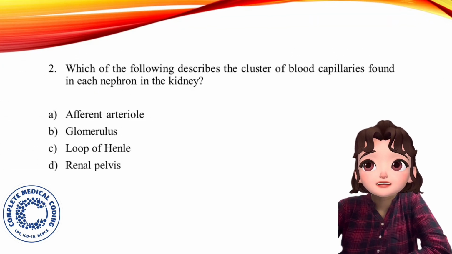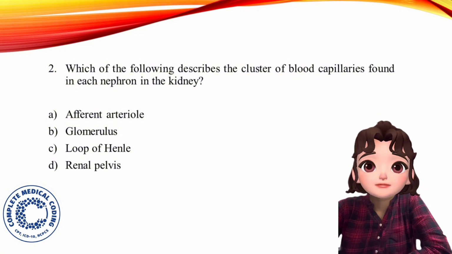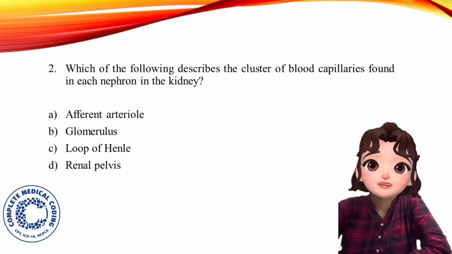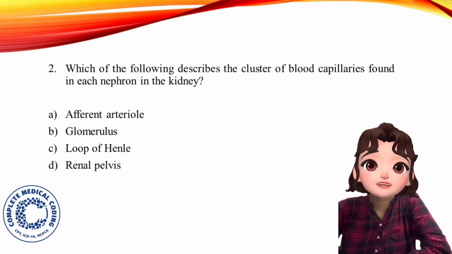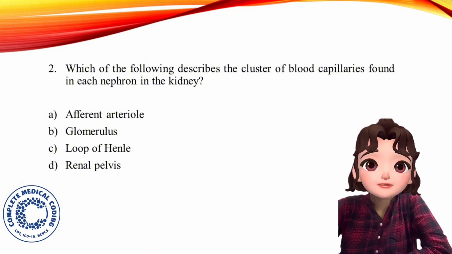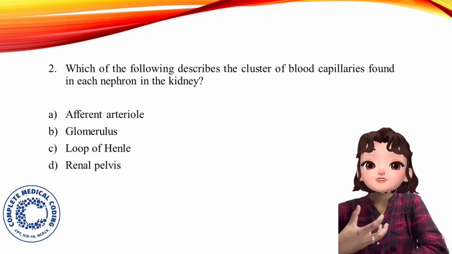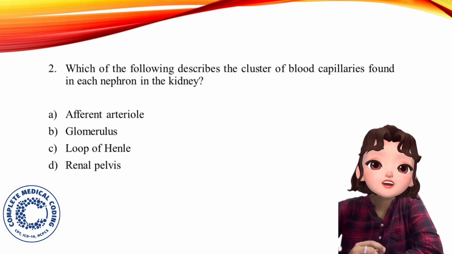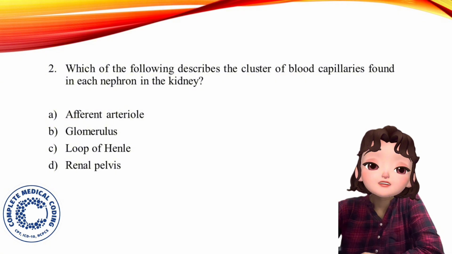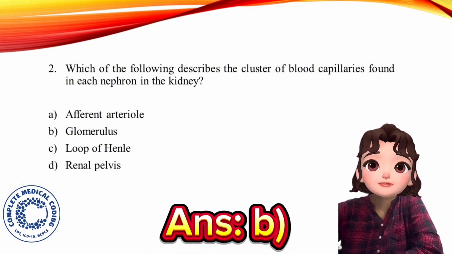Now, second question. Which of the following describes the cluster of blood capillaries found in each nephron in the kidney? Afferent arteriole, glomerulus, loop of Henle, and renal pelvis. Which will be the answer? The cluster of blood capillaries which is found in each nephron in the kidney, that is called glomerulus. Answer is option B, glomerulus.